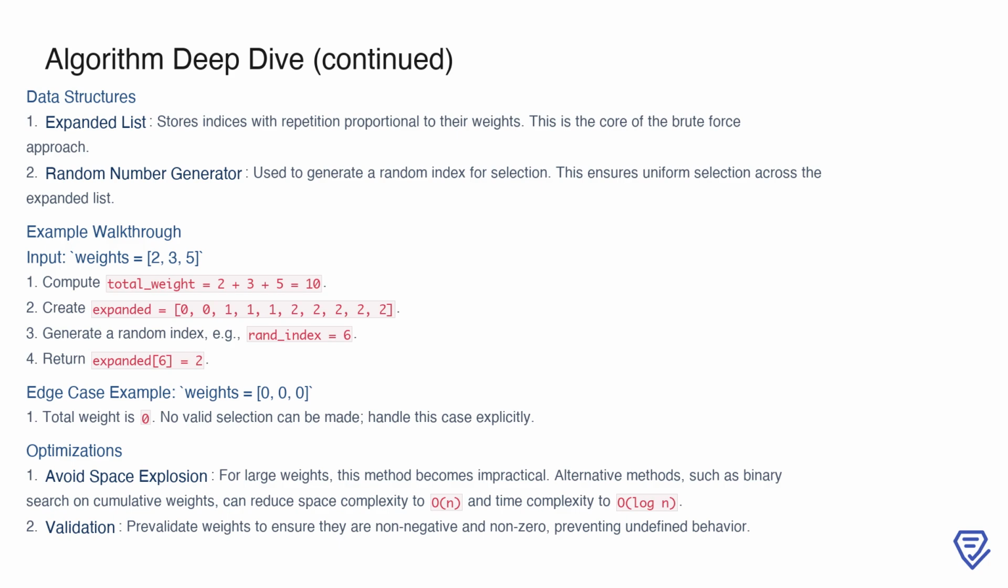In edge cases, such as when all weights are 0, the total weight becomes 0, making selection impossible. This case must be handled explicitly to prevent errors. To improve this algorithm, we can avoid creating the expanded list entirely by using alternative methods, such as binary search on cumulative weights. This reduces space complexity to n, and time complexity to log n. Additionally, input validation can ensure weights are non-negative and non-zero, eliminating undefined behavior from the start.